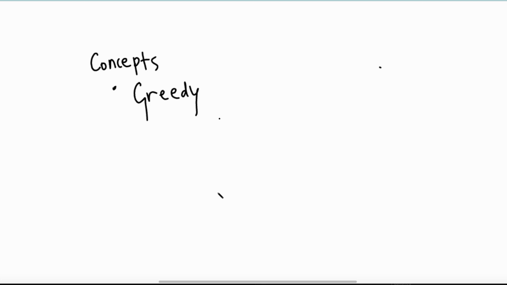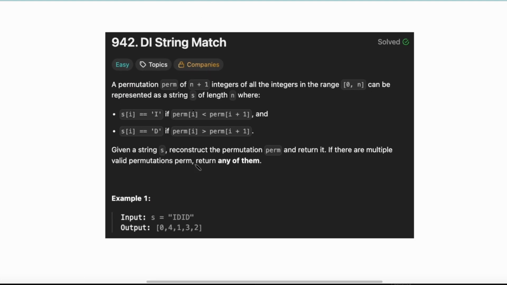Problem 942, DI string match. To solve this problem, we need to know one concept, and that's greedy. Greedy is all about basically knowing how to think optimally, and you develop this by doing lots of problems. So let's see how this applies to this question.